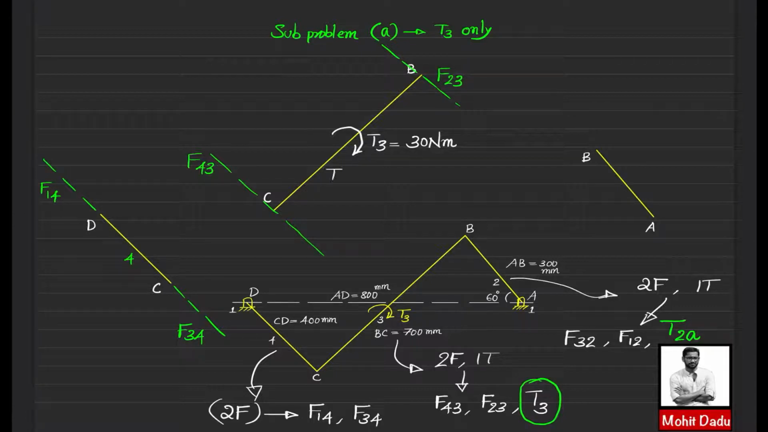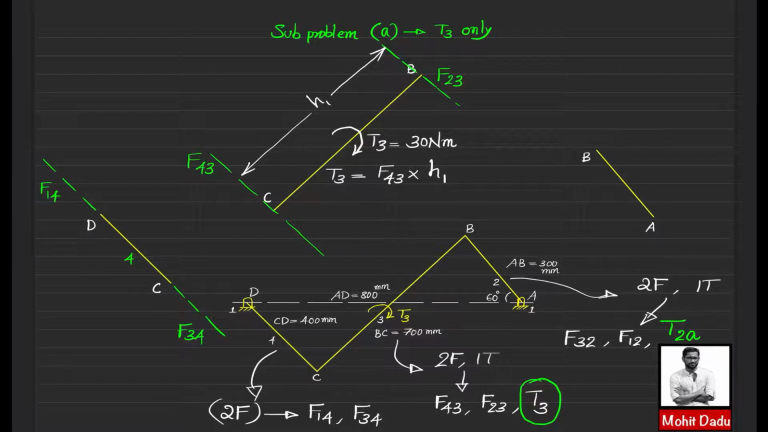So from this configuration diagram, for the static equilibrium condition of a 2 force and 1 torque member, this torque T3 magnitude should be the same as either of the forces F43 or F23 into the perpendicular distance that you are measuring. So this perpendicular distance you can call H1, that you can measure from the configuration diagram, and you can use the scale which you have used for constructing the configuration diagram, and you can multiply.